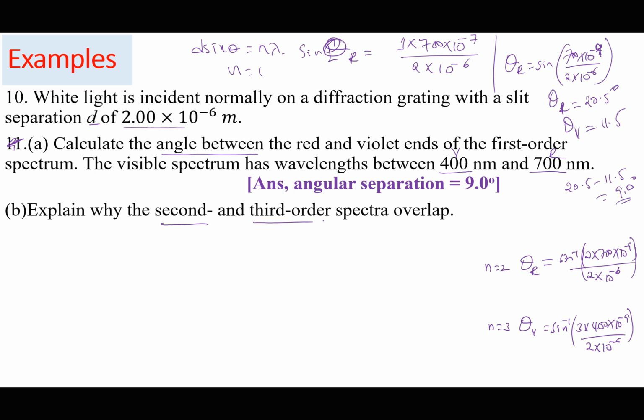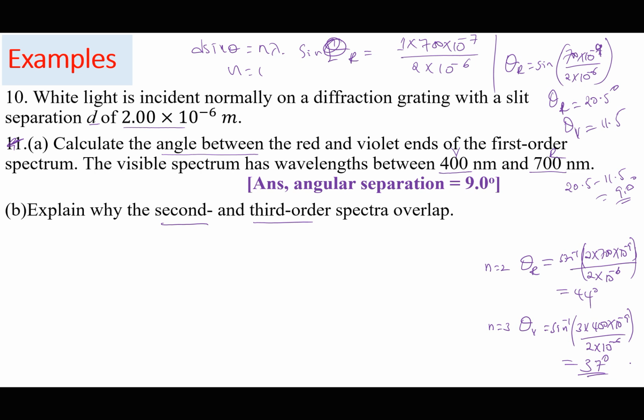So for red, when n is 2, sine inverse, that is 2 times 700 exponent minus 9 divided by 2 exponent minus 6. Then I get the sine inverse. So this one is 44 degrees. Yet this one is going to be 3 times 400 exponent minus 9 divided by 2 exponent minus 6, sine inverse. Yet this one is 36.86, which is 37 degrees.